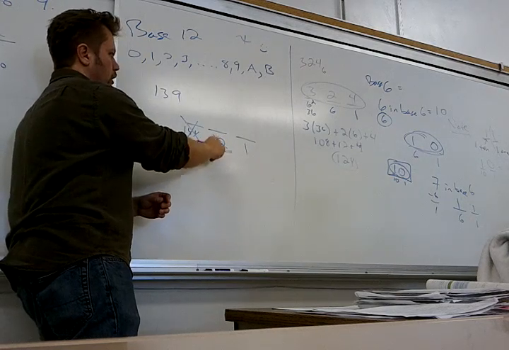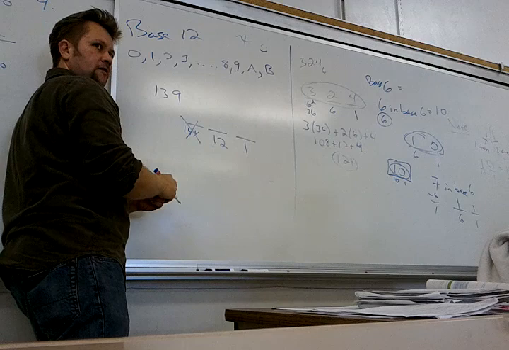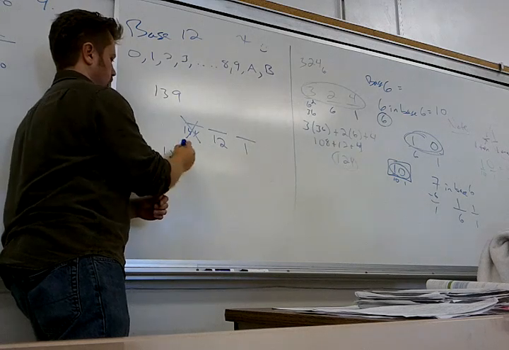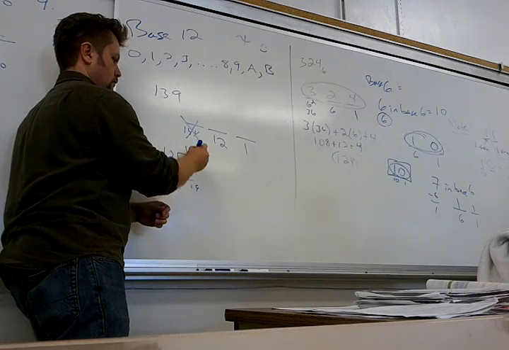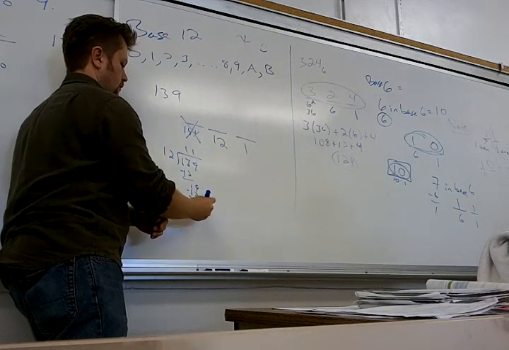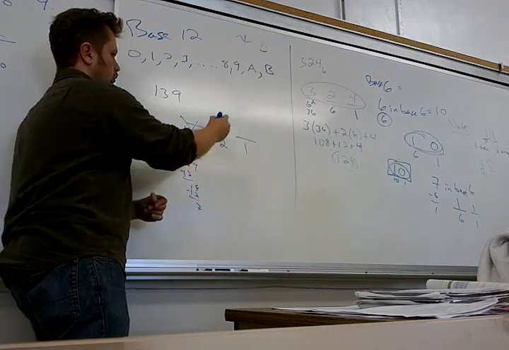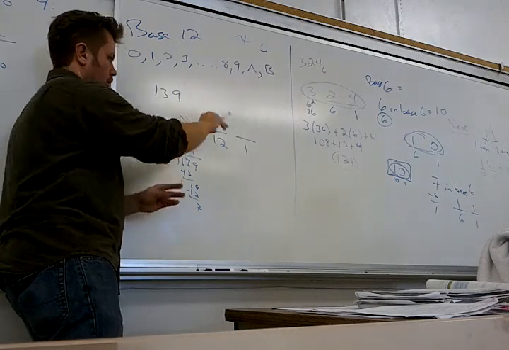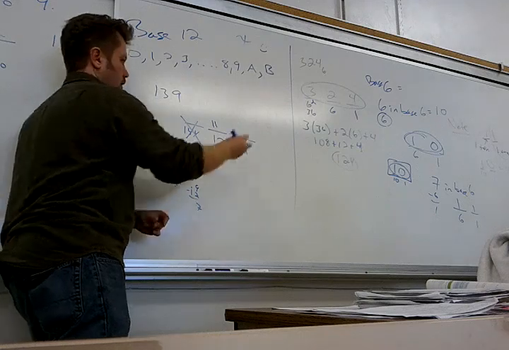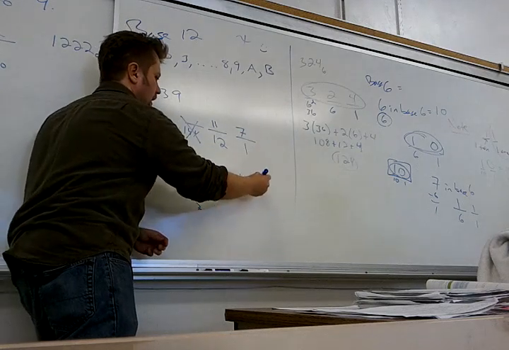How many 12s are in 139? 11. Right, with 7 left over. So there's 11 twelves here. We'll put that there for right now. And then how many 1s? 7. Now, if I write this, this is my answer.